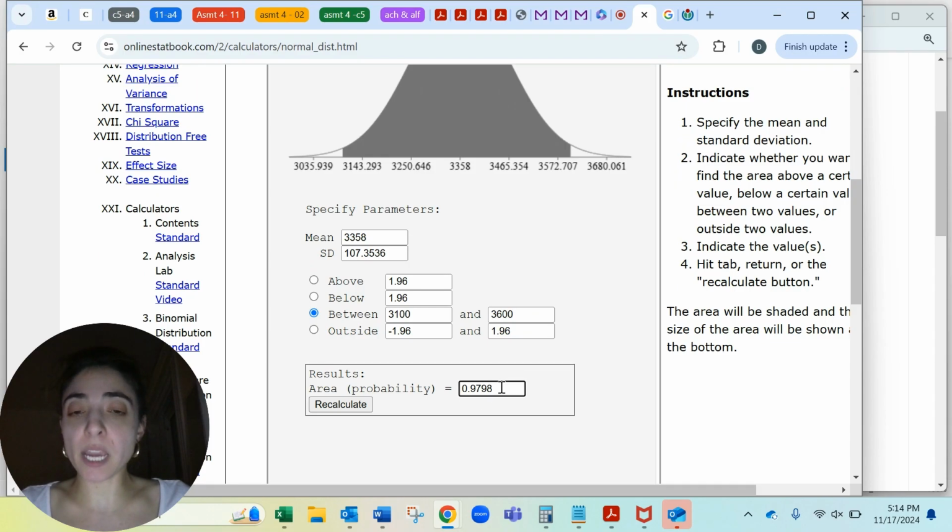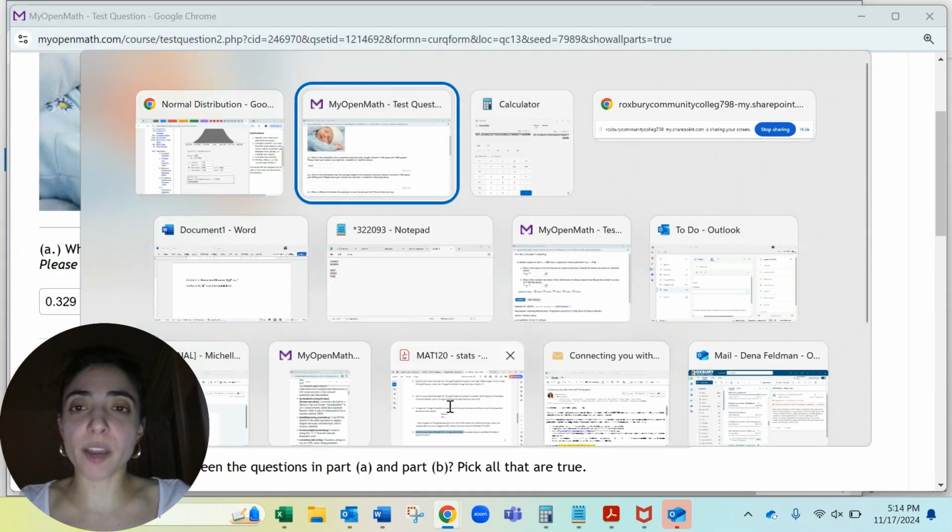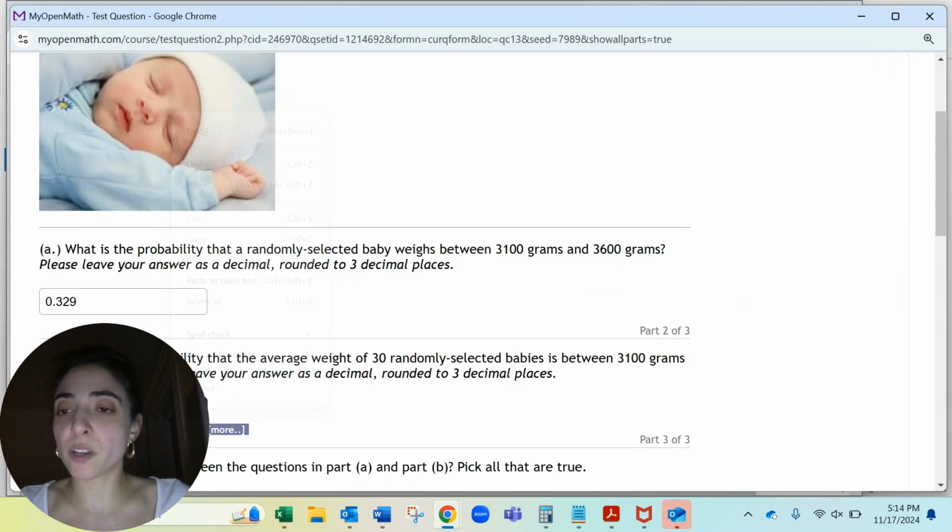What is the probability of seeing a 30 baby average weight between 3100 and 3600? The answer is about 97.98, about 98%. I can copy this number and then paste it into my homework question. This is the answer to this part of the question.